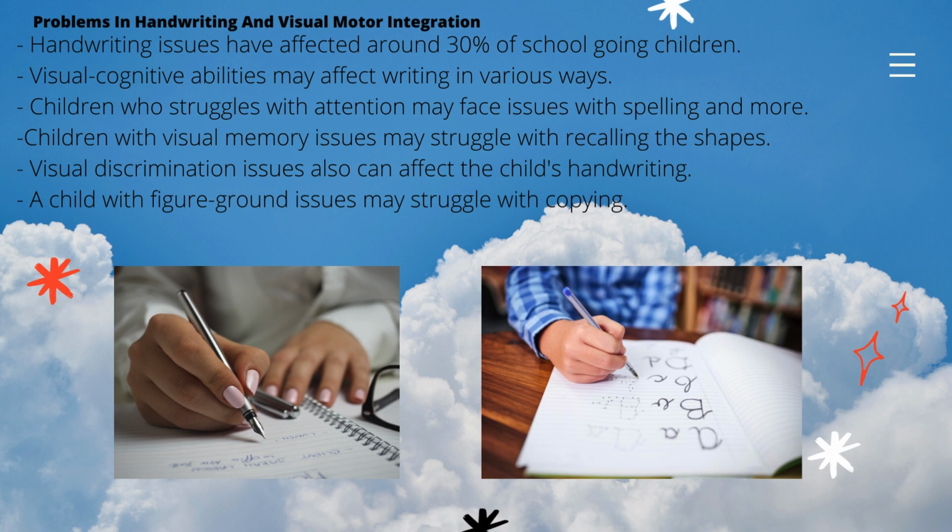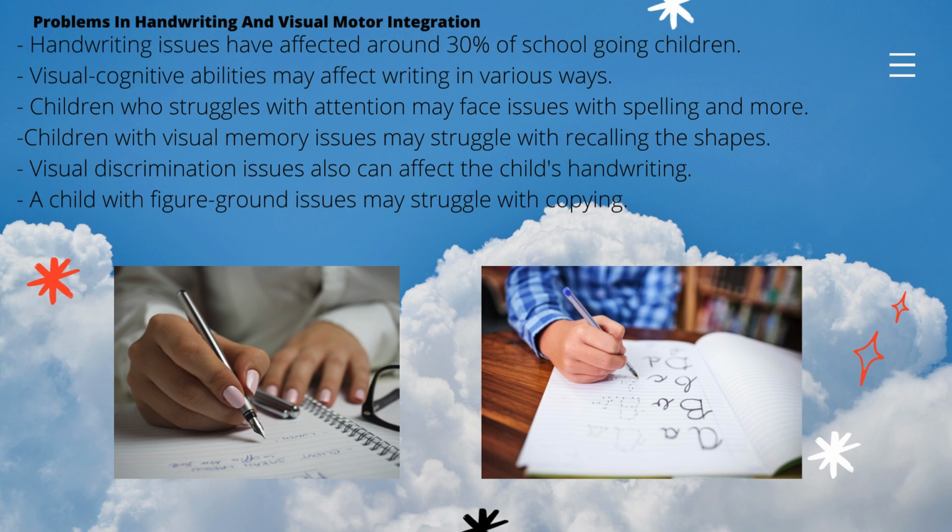Now coming to the problems in handwriting and visual motor integration. Handwriting problems affect around 30% of school-going children. Visual cognitive abilities may affect writing in many ways. Children who struggle with attention may face issues with correct letter formation, spelling, grammar, mechanics, punctuation, and capitalization, which are all included in the more.